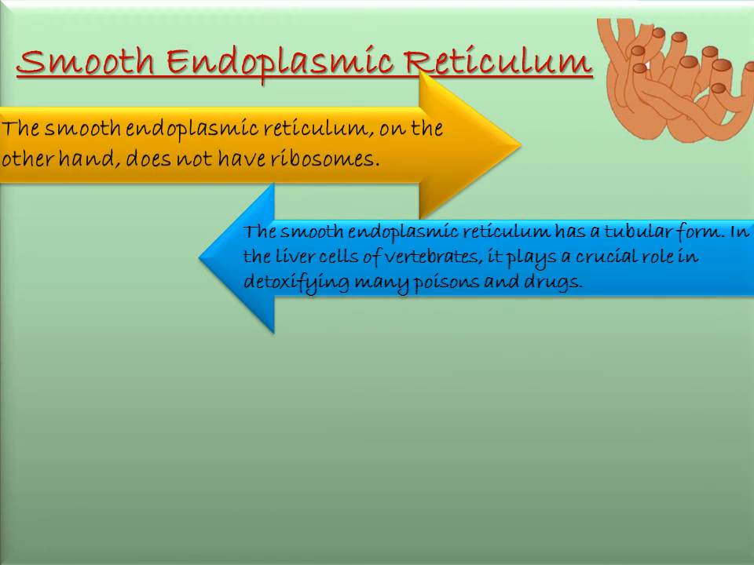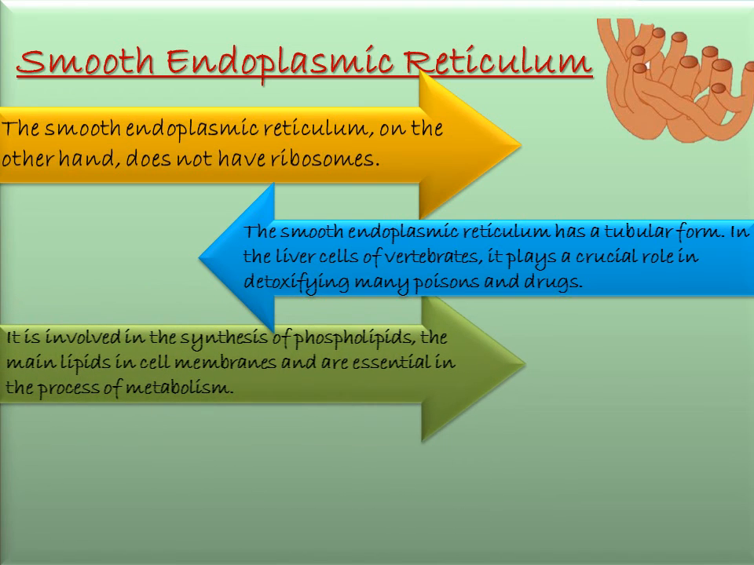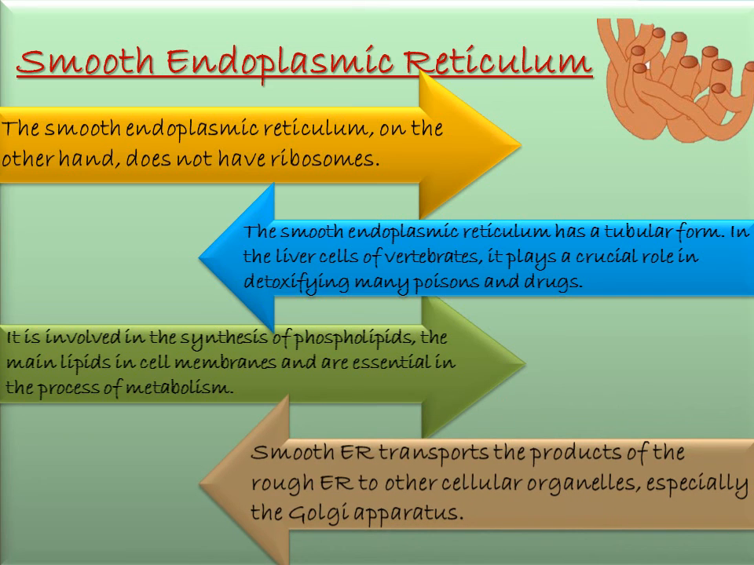This has a tubular form. In the liver cells of vertebrates, it plays a crucial role in detoxifying many poisons and drugs. So this is the function of SER. It is also involved in the synthesis of phospholipids, the main lipids which are present in the cell membranes, and they are also essential in the process of metabolism, right? And SER transports the products of RER to other cellular organelles, especially to the Golgi apparatus.